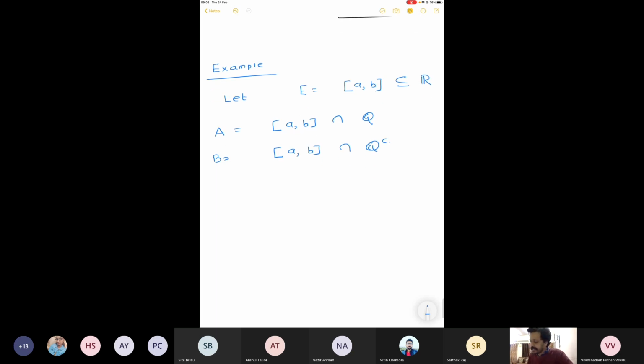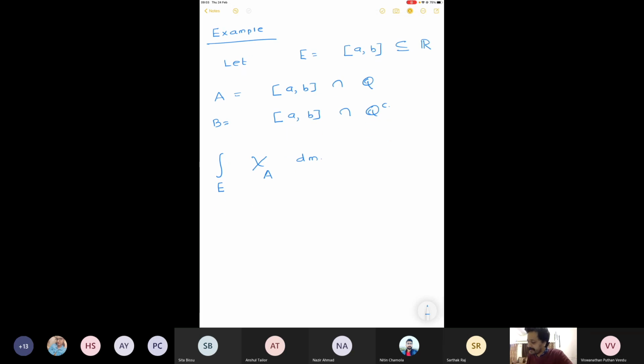Okay. Now I want to get the integral over E of a simple function, which is the characteristic function of A, chi A dm. This is what I am interested in. And similarly, I want the integral over E of chi B dm. Can you tell how to approach integration over E? We already told. To find integration over E, this will be same as integration over R of chi E times the function. The function is chi A, chi A dm. Is that okay?